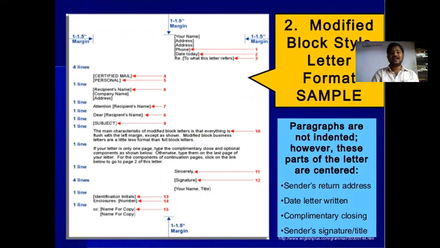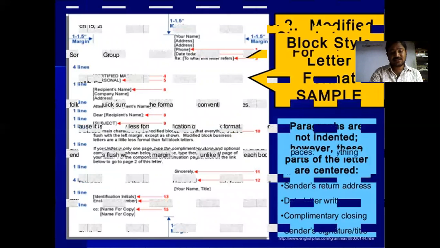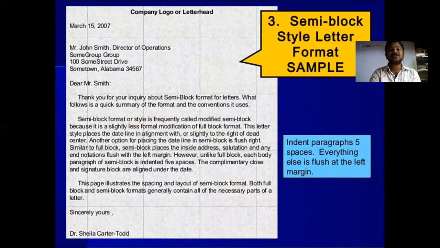And look at the second category, the modified block style. The format is also very simple, and the paragraphs are identified. The sender's address should be placed here, and the date of the letter has to be written, and the complimentary closing is there, and the sender's signature and the title are also there. And look at the third, the semi-block style of format letter samples. We can see that the indented paragraph specifies that everything else is flush with the left margin.